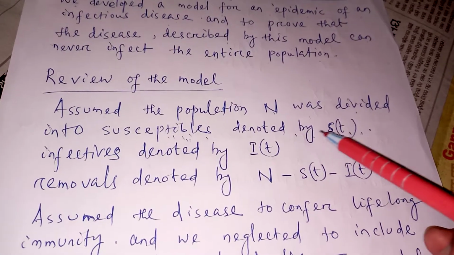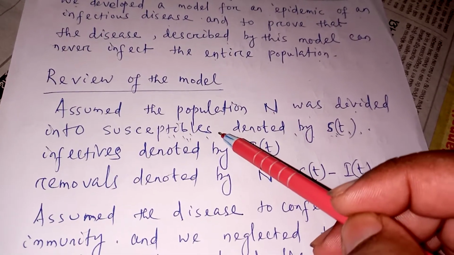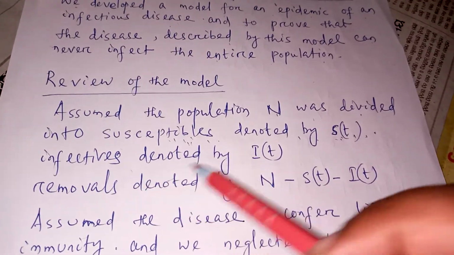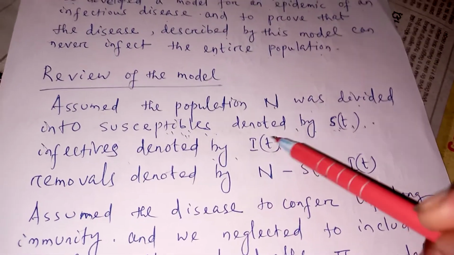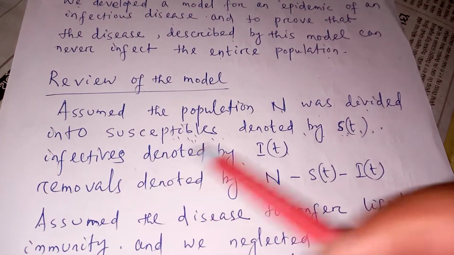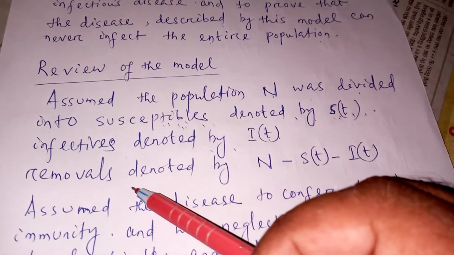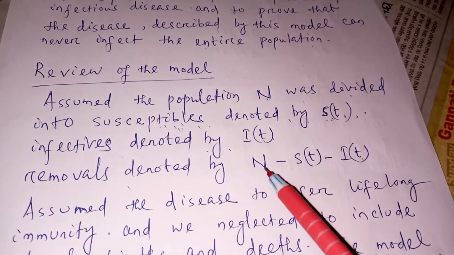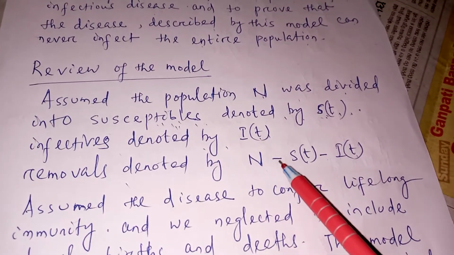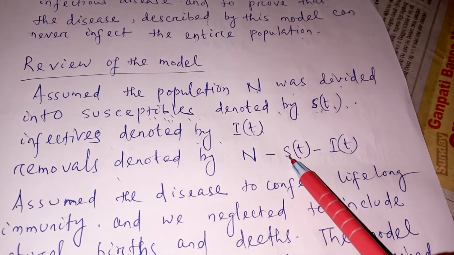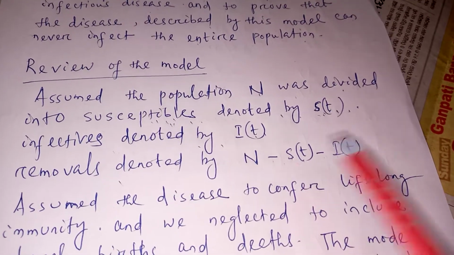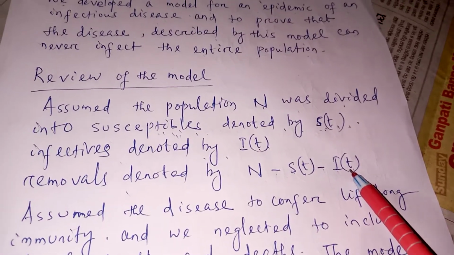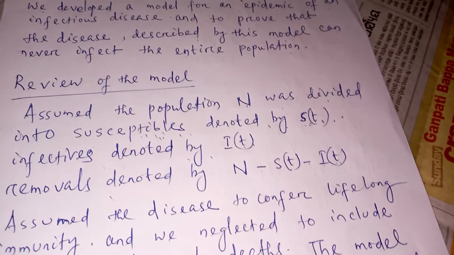We have to suspect the people who may be infected by this disease, S of t, and infectives are denoted by I of t, meaning the total infective population. Removals are denoted by N minus S of t minus I of t. N is the total population, minus S of t, the number of susceptible people, minus I of t, the number of infective people. And removal means recovery.